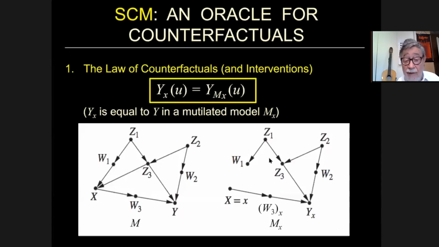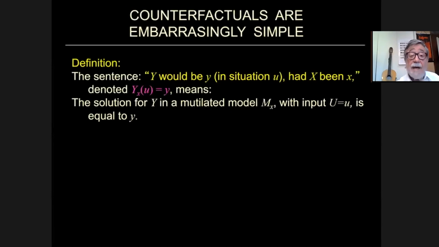Here you see it graphically. Here I have the original model. I do the mutilation here. I set X to small x, and I see what the solution is going to be, called Y sub x. The value of Y had X been small x. Easy. Counterfactuals are embarrassingly simple, because any high school kid that can solve equations can find the value of any counterfactual you can think of. Assign a truth value to every counterfactual you can think of.